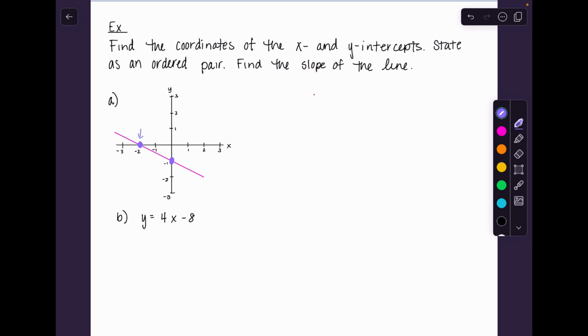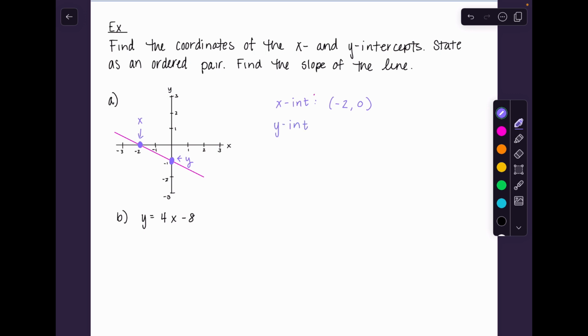And so this is our x-intercept. This is going to be our y-intercept. So I don't have an equation, but that's okay. We just use the graph to get the picture. So the coordinate where we hit the x-axis is at -2, and the y-coordinate there is going to be 0.